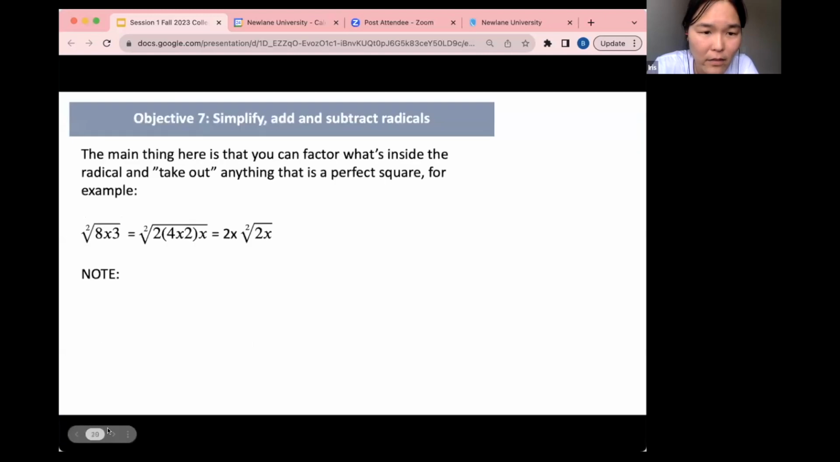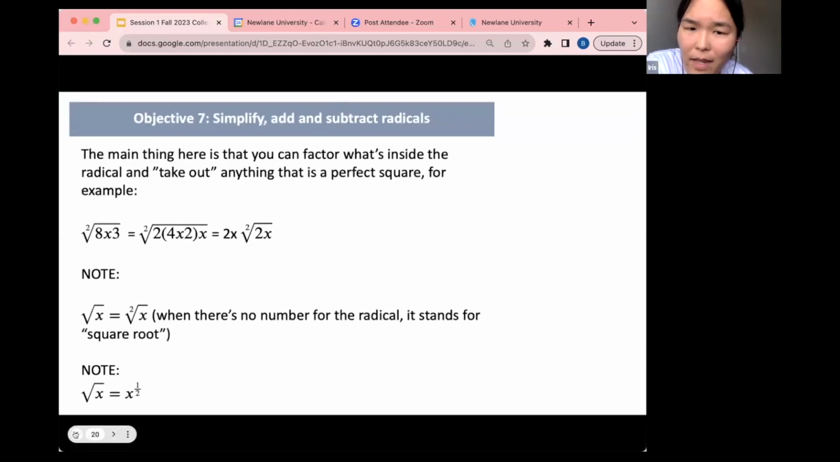Objective 7 is to simplify, add, and subtract radicals. The main thing here is that eventually, when you are working with me, I'm usually not going to ask you to simplify stuff, because that's some of the basic bricks for more complicated application problems. But simplifications help you make the equation look not so horrible.